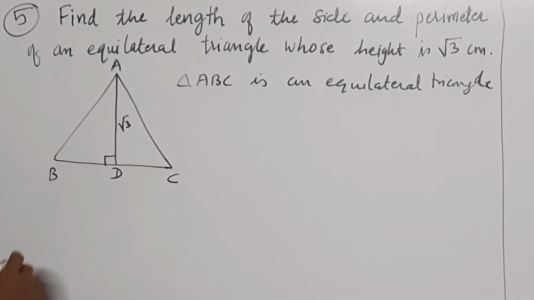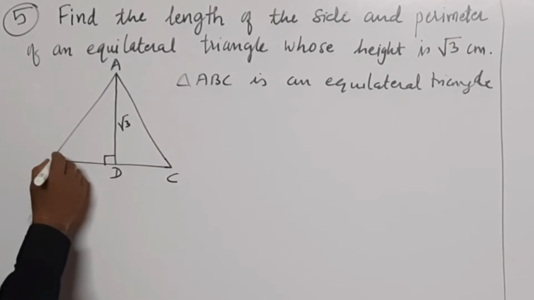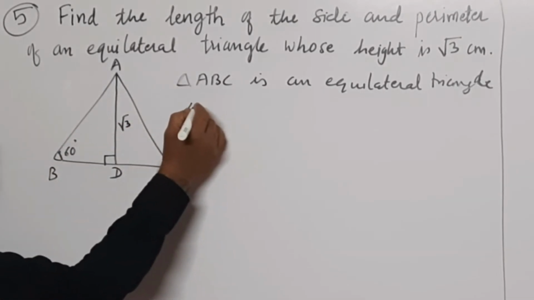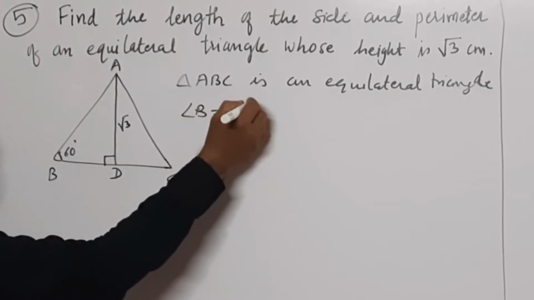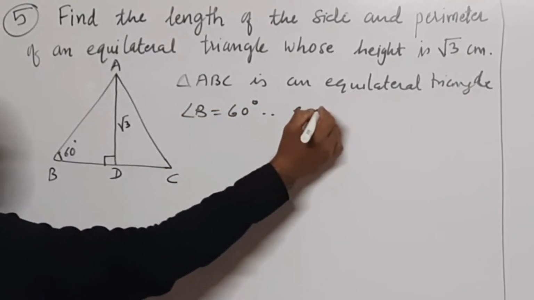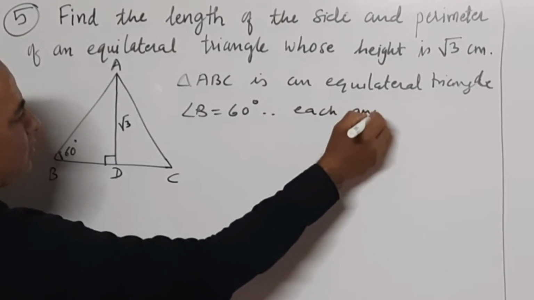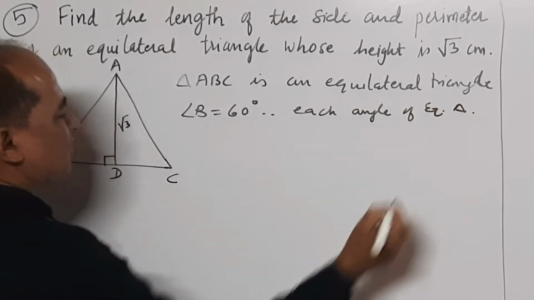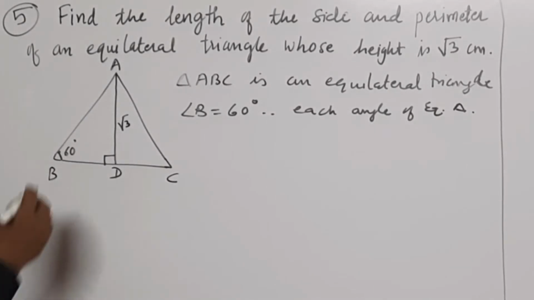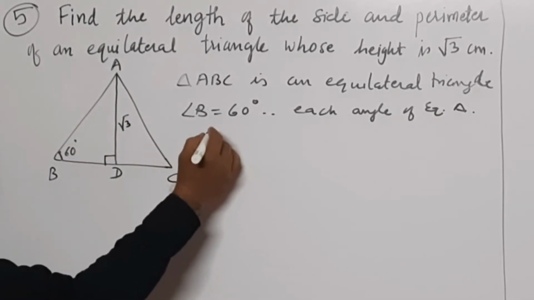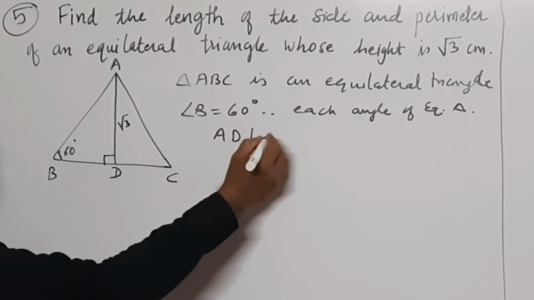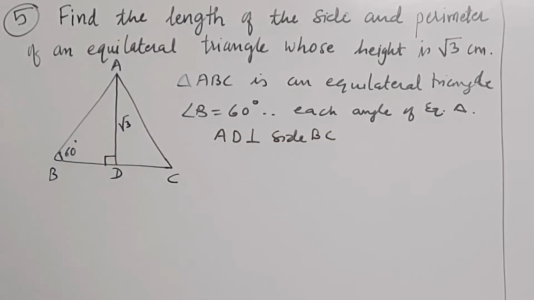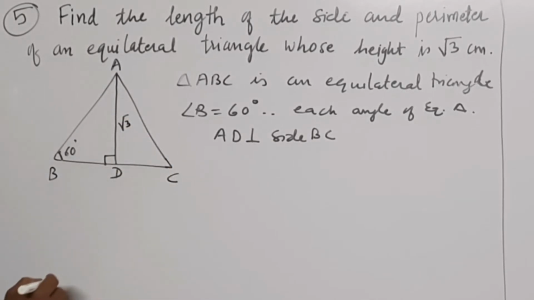We know that each angle of an equilateral triangle is 60 degrees, so angle B is 60 degrees. Now let the height AD be perpendicular to side BC. Here AD is the perpendicular height, AD is equal to root 3.